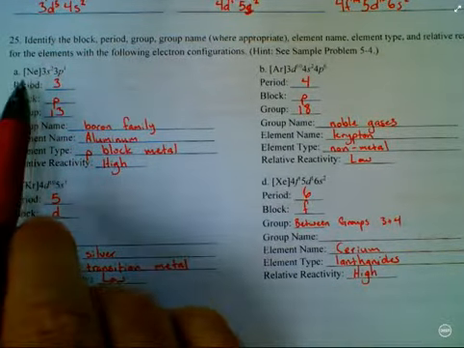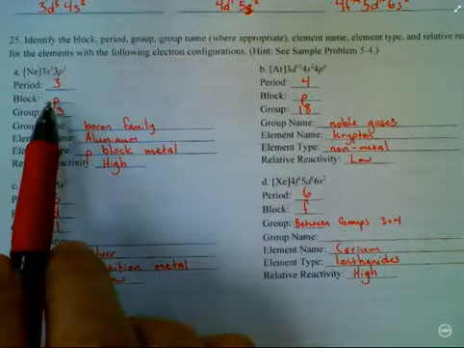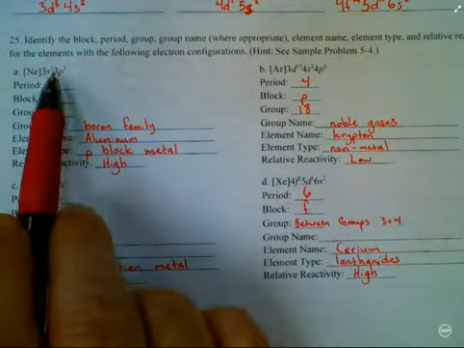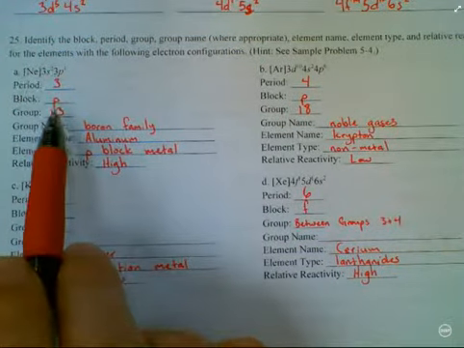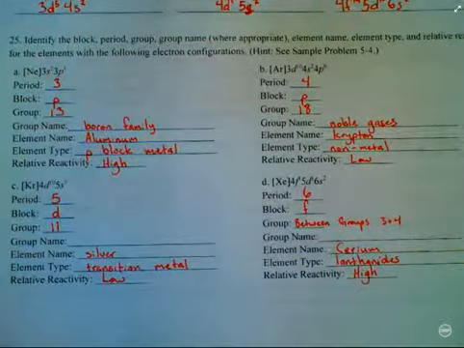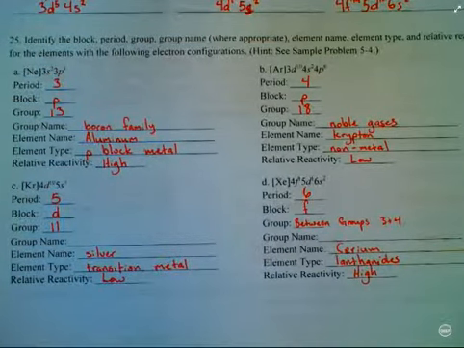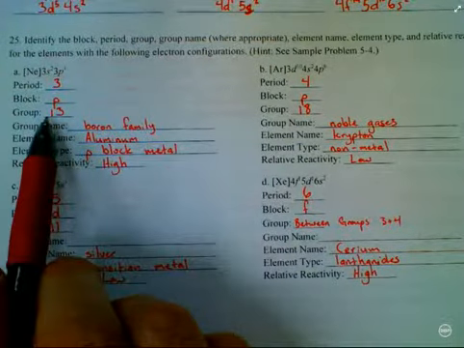So starting with neon 3s2 3p1, that's going to be in the p block. Because of the p, it's going to be in period 3 because the n equals 3. It's going to be in group 13 because I look at my main group electrons. It's the s sublevel and the p sublevel added together. That's 3 electrons in the main group. So that's going to be group 13.